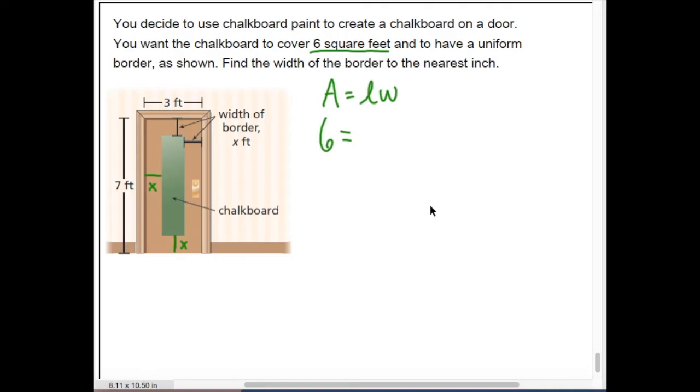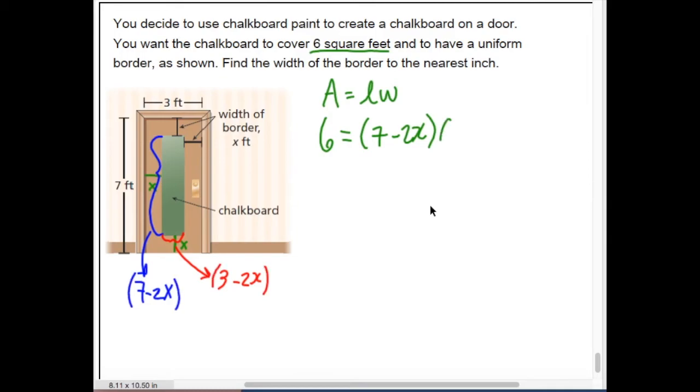So I'm going to use that, and I know the length of my door is 7 feet. So if I have the uniform border, x feet, from the bottom and the top, I know that I have to subtract 2x, because x plus x is 2x, from 7. So I'm going to write length is equal to 7 minus 2x. And same thing with the width. Now I'm defining the width, w. I have 3 feet as the width. I have 2 x's on both sides together. So I have to write 3 minus 2x as the width.